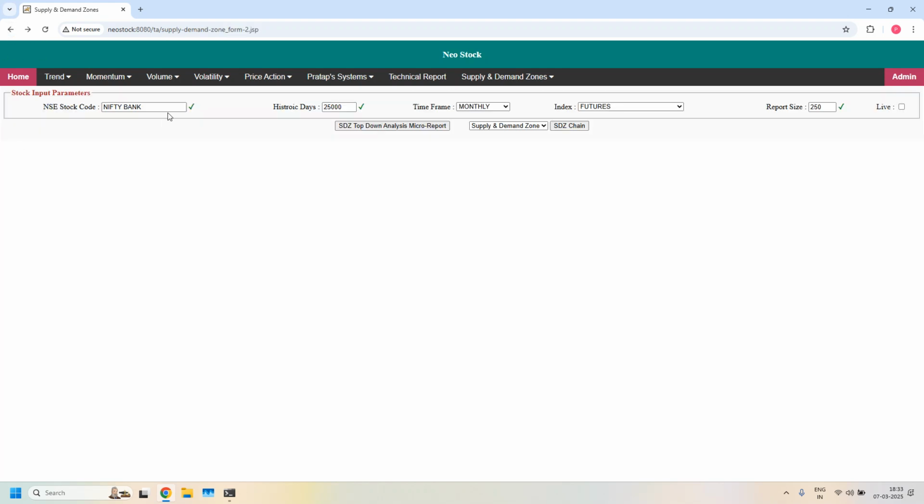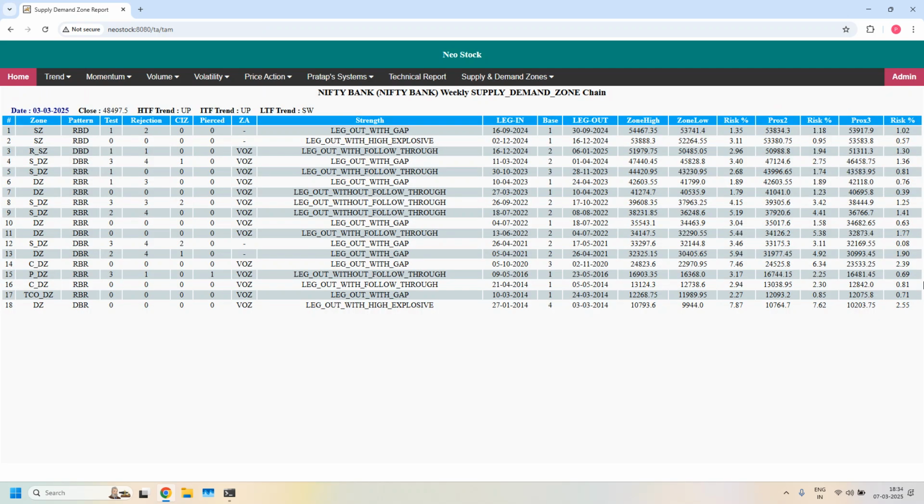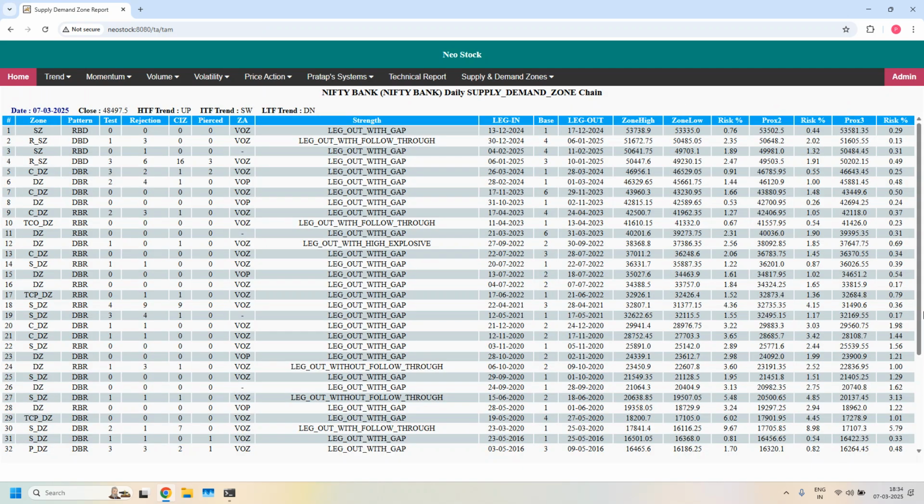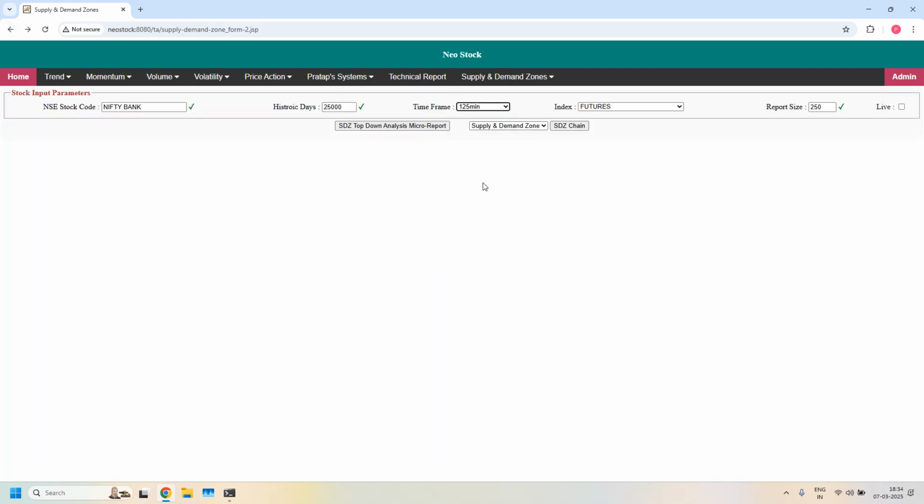Okay, next, weekly supply demand zone chain for Bank Nifty. Next, daily supply demand zone chain for Bank Nifty. Next, 125 minutes supply demand zone chain for Bank Nifty.